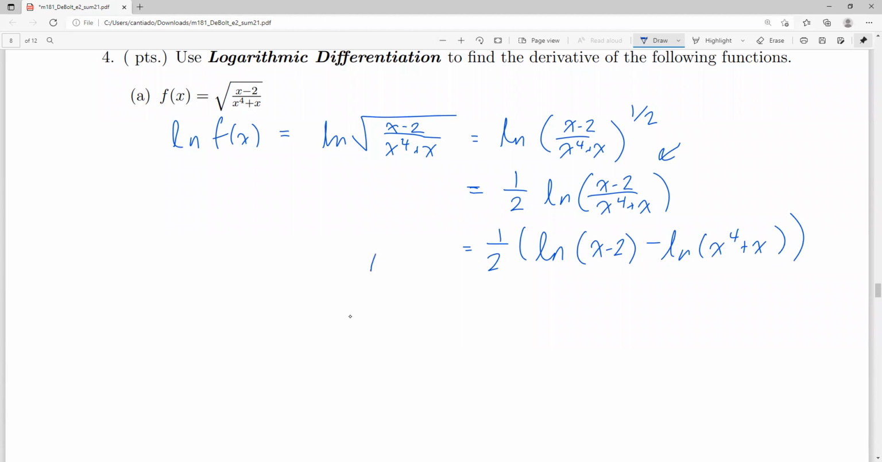So now that we found what ln of f(x) is, let's go ahead and find the derivative of ln of f(x). So the derivative of ln of f(x) is going to be equal to, this actually might have been completely pointless.